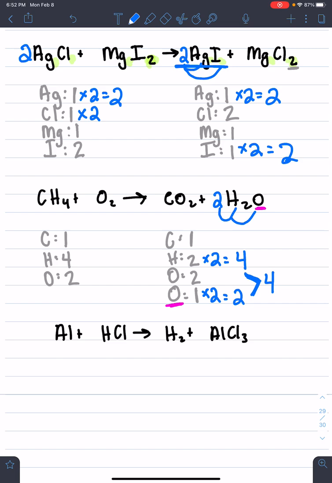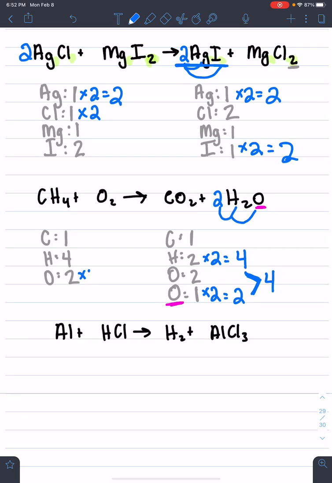So we need to think about what we have to times that O by to get it to be 4. Hopefully in your head you're thinking 2, because that's easy math to get 4. Remember, if you multiply it by something, you have to also put it up here in your equation. So that is your balanced equation for that one.